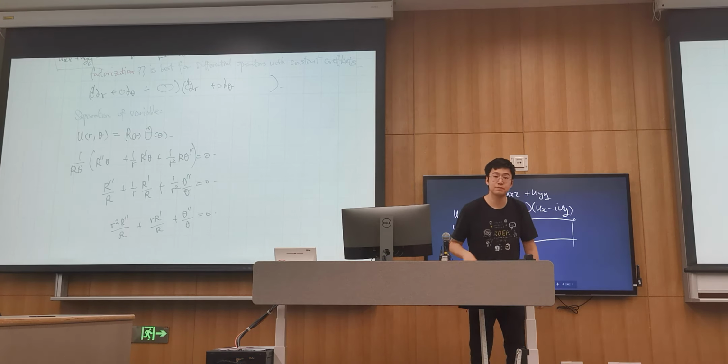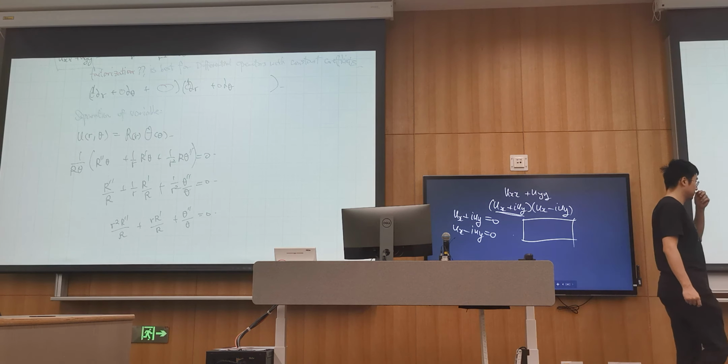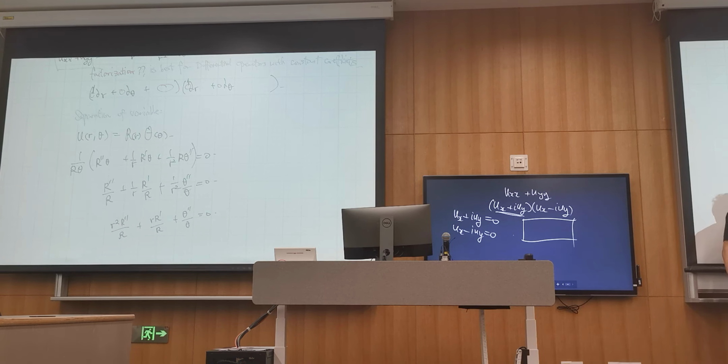Now what can we claim? They're constants. Again, R prime prime is a function of what? R. R squared is a function of R, R is a function of R. So this is a function of R, this is a function of R, and this is a function of theta. So the sum of these two is a function of R, and this is a function of theta. Again, their sum is 0. So what happens again? Constant. This is at most a constant.